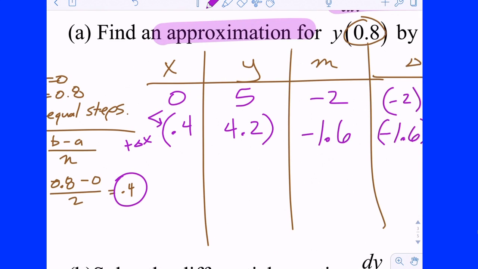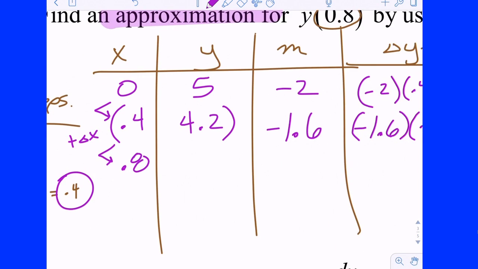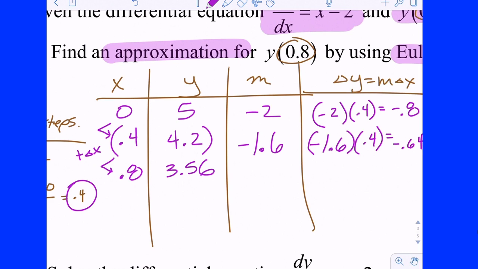And we do it again. We add a delta x to our 0.4, and we get 0.8. And then we bring that y coordinate around over here, and we get 3.56. Now, do we do it again? No, we don't. We can, but we don't want to. It said to do 2 steps. Here's the deal. We are now staring at the ordered pair that we want. We wanted to go to 0.8. We have 0.8 comma 3.56. So don't do it again.